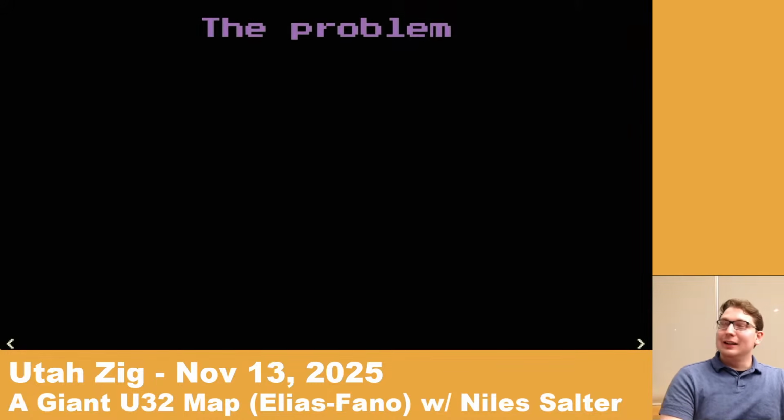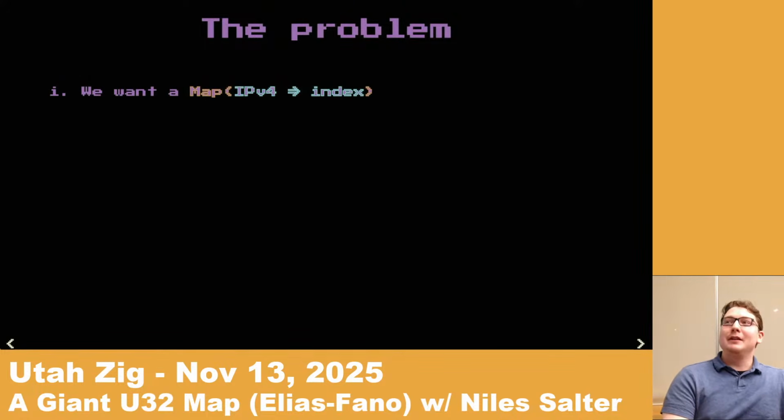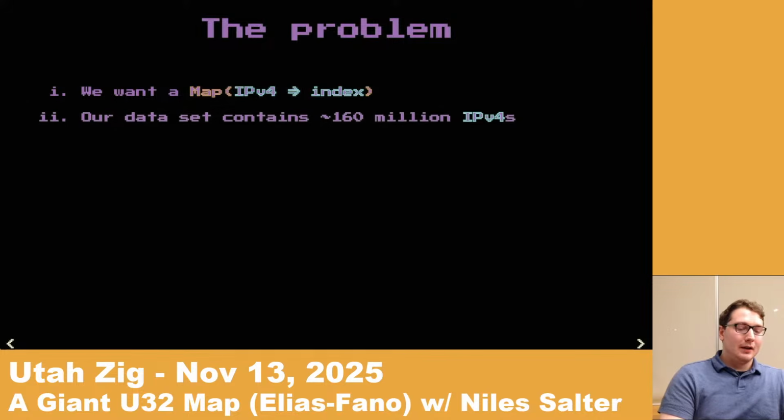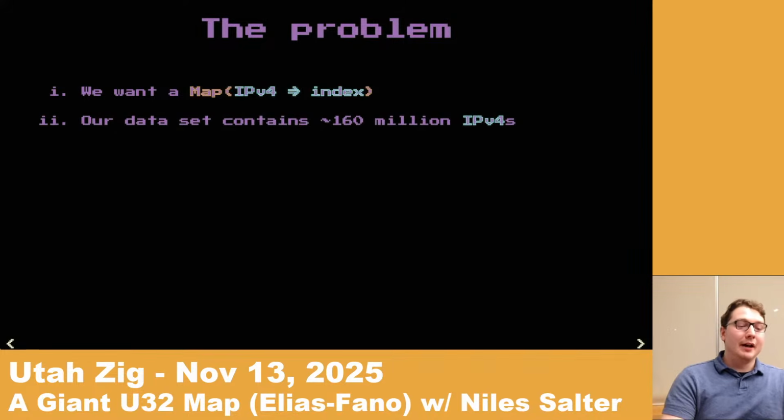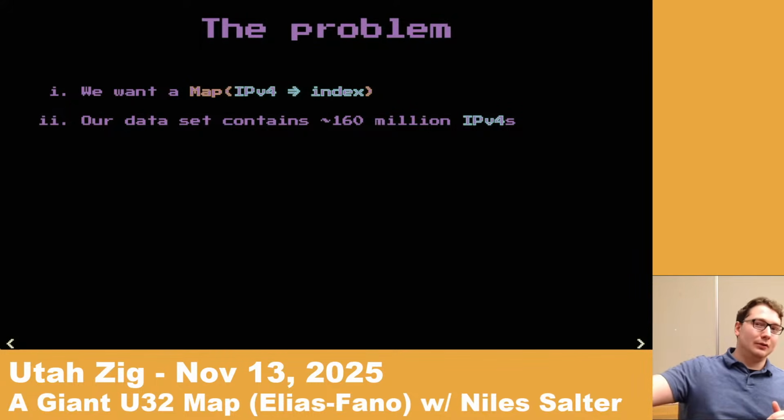Okay, all right. So the problem that we'll be solving tonight is mapping IPv4 addresses to their index in the set. We have 160 million of these, and we're going to be representing each IPv4 as a u32. Basically, what we're doing is equivalent to a minimal perfect hash function over those u32s. That's what I mean by mapping it to some index. That way we can have a packed array of associated data, and we can use that index to look up whatever data we want.